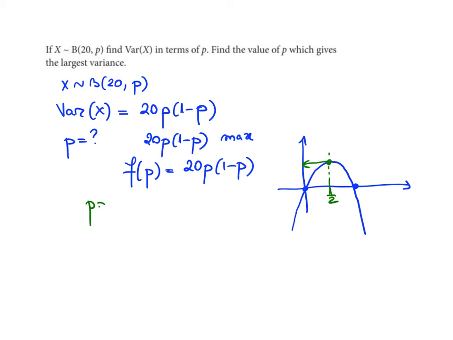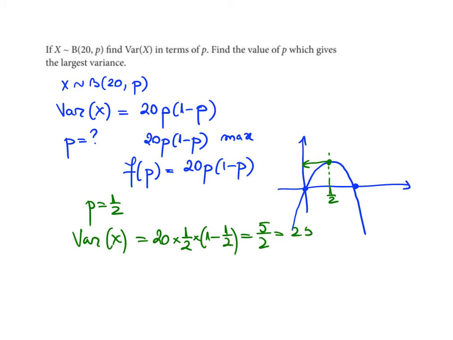So p equals 1 over 2, giving the maximum variance, and the variance in this case will be 20 times 1 over 2 times 1 minus 1 over 2. So it's going to be 5 over 2, or 2.5. So the maximum variance is when x is binomially distributed with 20 and a half, and the variance of this variable is 2.5.